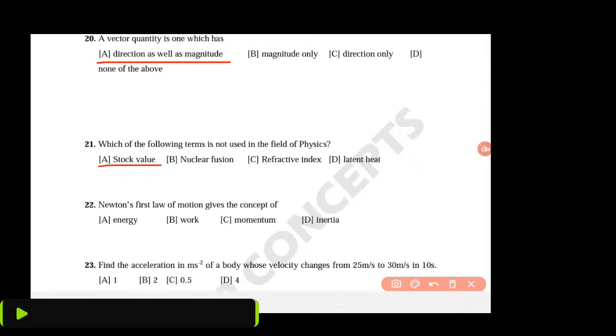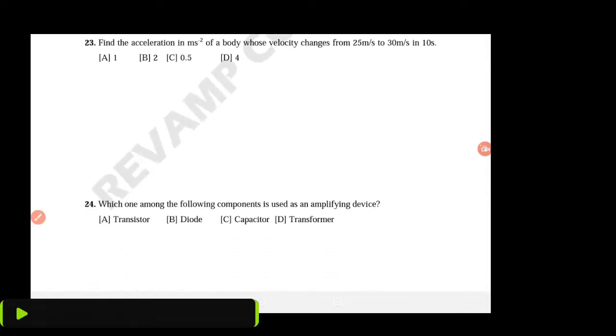Question 22 says, Newton's first law of motion gives the concept of dash. Newton's first law of motion is also referred to as the law of inertia, so it gives the concept of inertia. So that is option D for question number 22. Okay, let's move away from that and let's go to question 23.